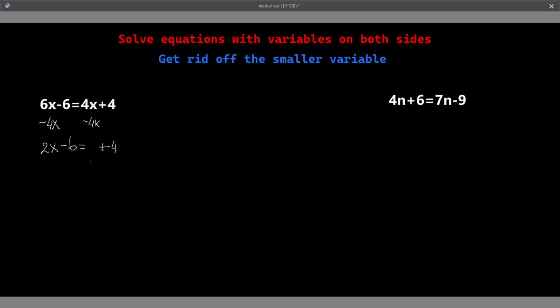What we need to do now is to isolate the variable on the left side. Also use inverse operation. Inverse operation of minus 6 is addition of 6. And remember, what you do on the left side, you need to do also on the right side. So 4 plus 6. This leaves us 2x, this 6 cancels this 6 out, equals 4 plus 6 is 10.